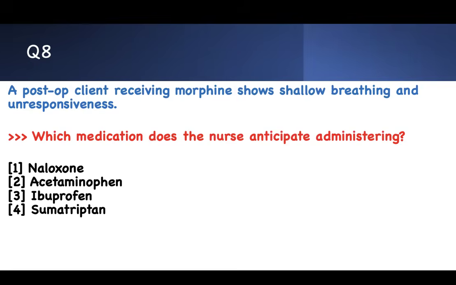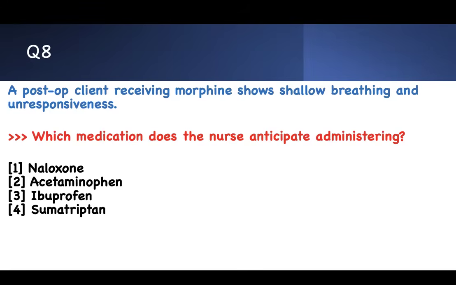Which medication does the nurse anticipate administering? That means which medication the nurse will give. What is the situation? A post-op client receiving morphine shows shallow breathing and unresponsiveness. I give you morphine, which is a downer. All of a sudden, you're breathing shallow and unresponsive. What would I give you? An antidote, right? You pass the stage of me doing anything.